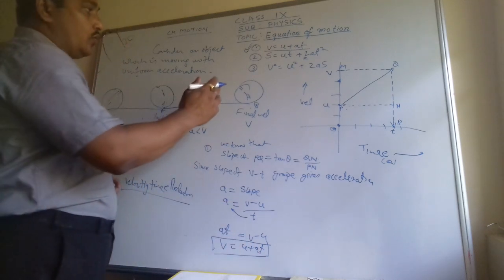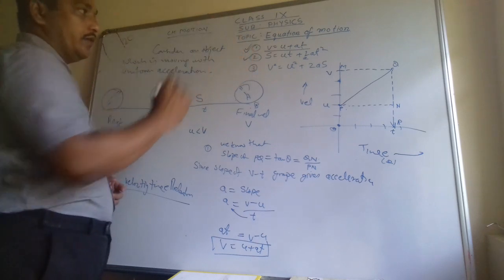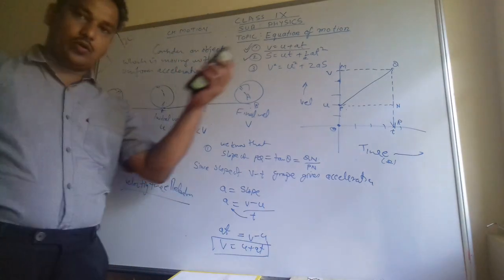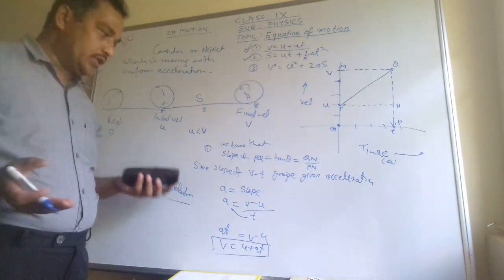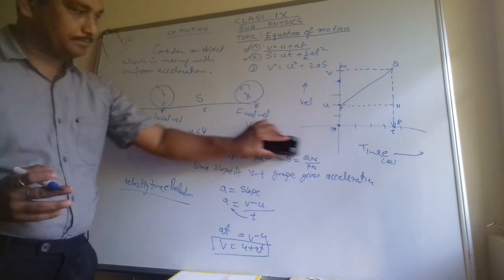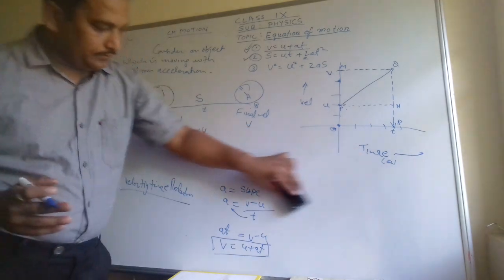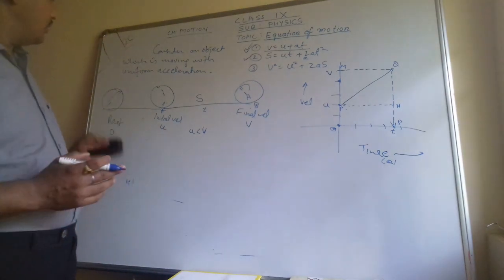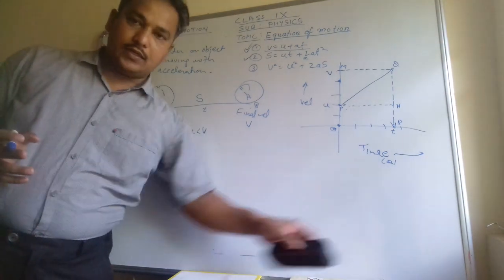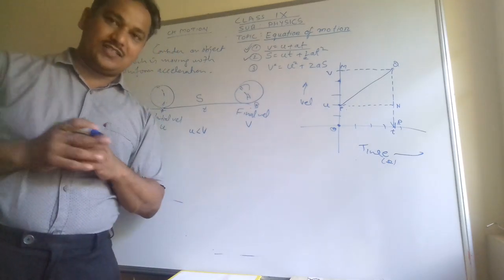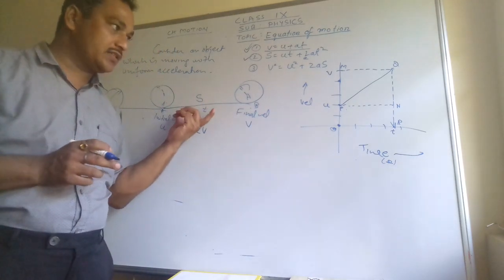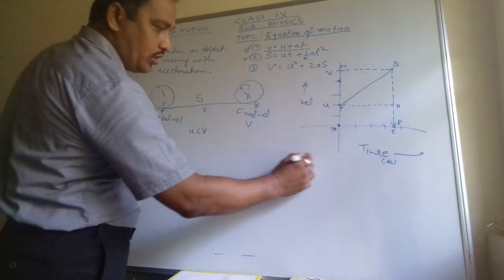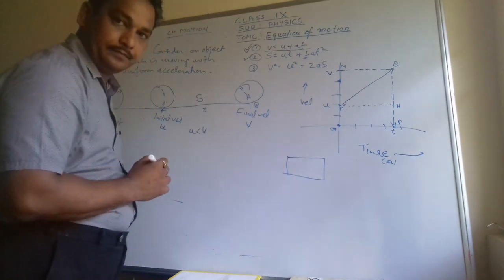Okay. Now let us derive the second one. S is equal to ut plus half at square. From the same graph, you will draw this graph, and step by step you can easily derive. So let us see. Now we will use that the distance covered by this graph will be the area under this. All of you are aware how to calculate the area of a rectangle.